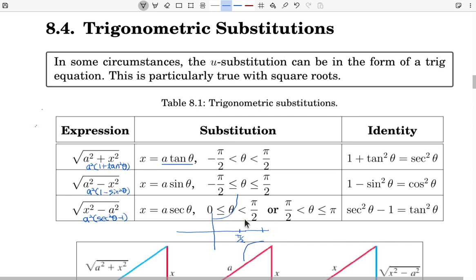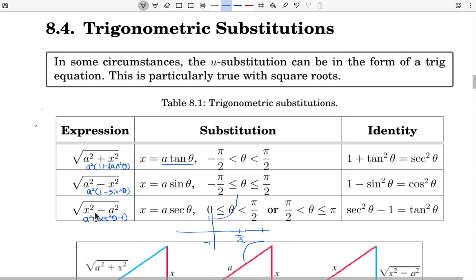At pi over 2 the value doesn't exist. But anyway, this half is blowing up, larger than 1. This height is 1, and below, the height is minus 1. So secant squared theta is always larger than or equal to 1. So if we use x equals a secant theta, then a squared secant squared theta must be larger than or equal to a squared. So the inside of the radical is non-negative.